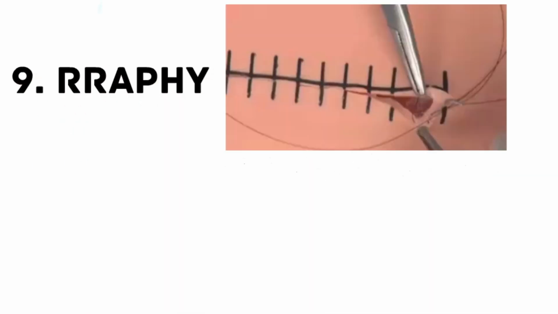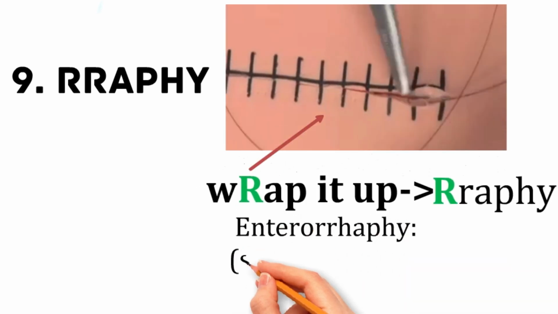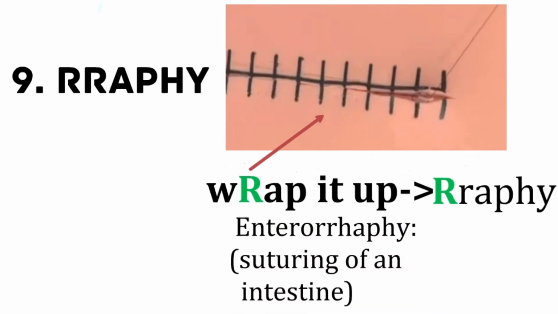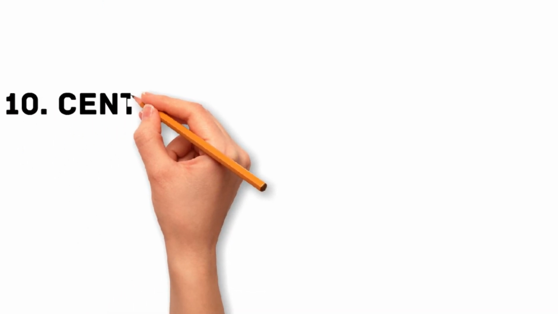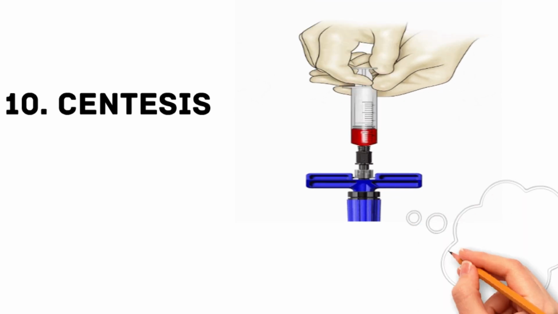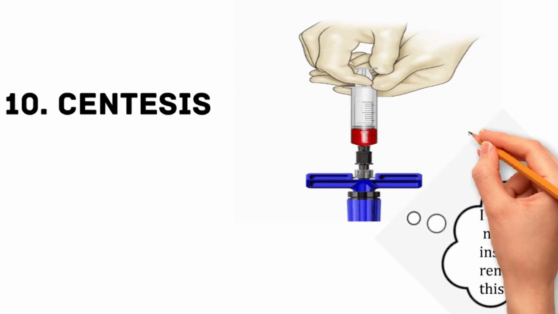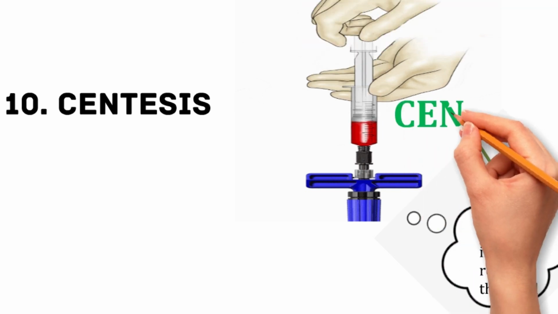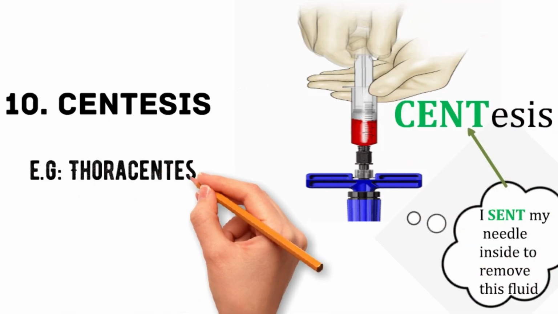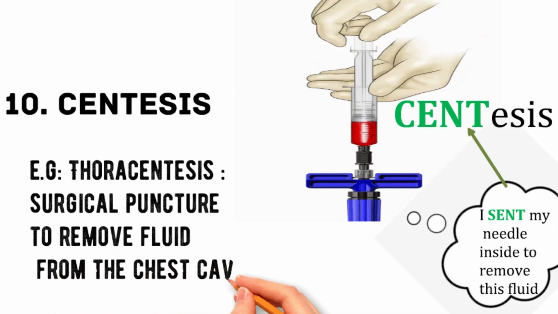9. Raphy. This means surgical repair by suturing, so we can say wrap it up for raphy. Example, enteroraphy, suturing of an intestine. 10. Centesis. This means surgical puncture of a cavity to remove or drain fluid, so we can say, I sent my needle inside to remove this fluid. Sent for centesis. Example, thoracentesis, surgical puncture to remove fluid from the chest cavity.